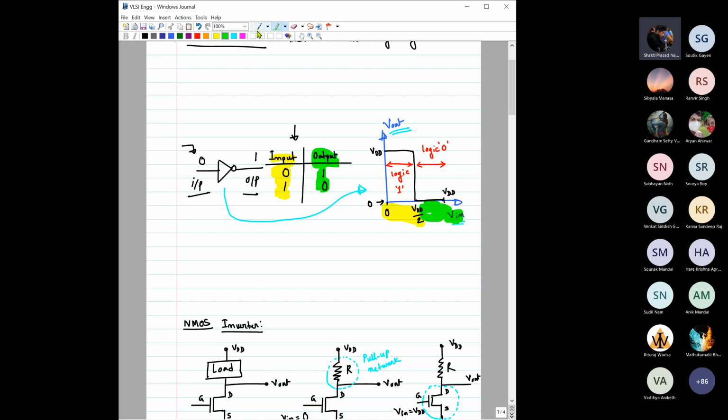But here, for this case, we can see the output is either at VDD or the output should be at 0. But that is true for an ideal gate. But for a practical gate, we will see that we will not actually get this type of characteristics, but we will get some characteristics which are a bit different, maybe something like this.